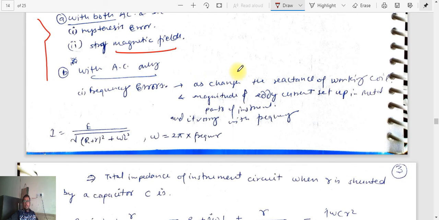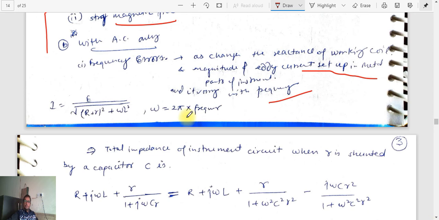For the frequency error, it changes the reactance of the working coil and the magnitude of the current, setting up eddy currents in the metal parts of the instrument, and it varies with frequency. Actually, the eddy current also varies, and the inductance is also dependent on the frequency. This is the term, the reactance omega square L square, and it is also dependent on the frequency, so the current is dependent.